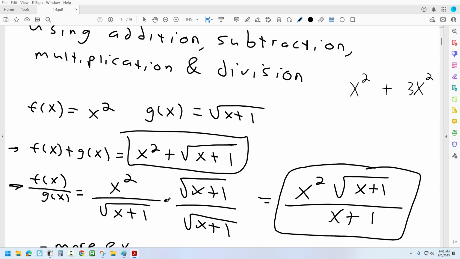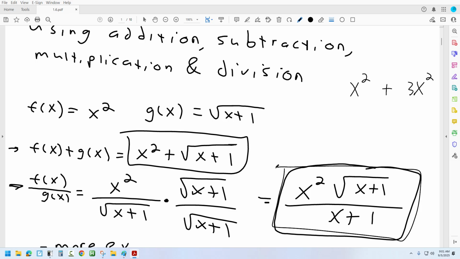And whenever you want to get rid of the square root, you multiply the top and the bottom by the square root. So in the top, that gives me x squared times the square root of x plus 1. And in the bottom, the square root cancels out, and I'm left with just x plus 1. Okay, so that is the simplified version of f of x divided by g of x. It's a new function created from the original ones using division.